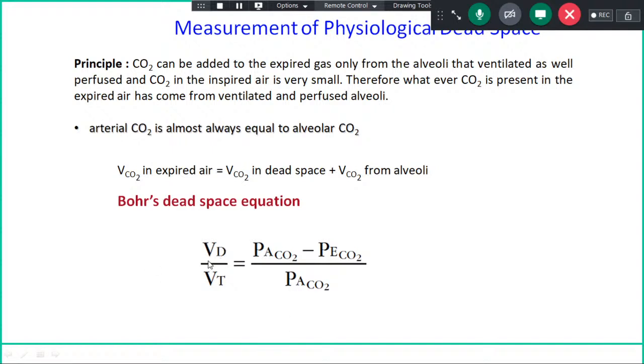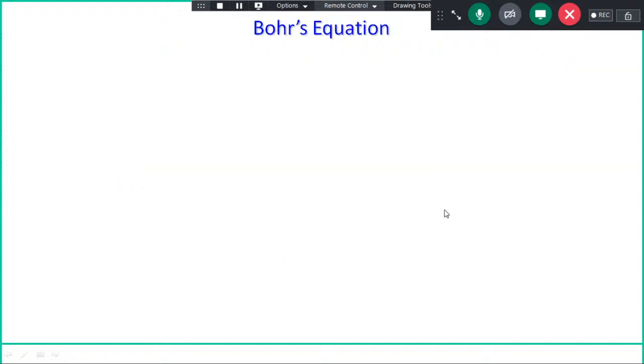This can be found out because we can know the tidal volume, and we know the expired CO2. To know the PACO2, we have written above that we have taken the assumption that PACO2 will be the same as arterial. So you can measure the arterial CO2 and arrive at the value of Vd by Vt, or the dead space. So it is based on carbon dioxide estimation from the alveolar air.